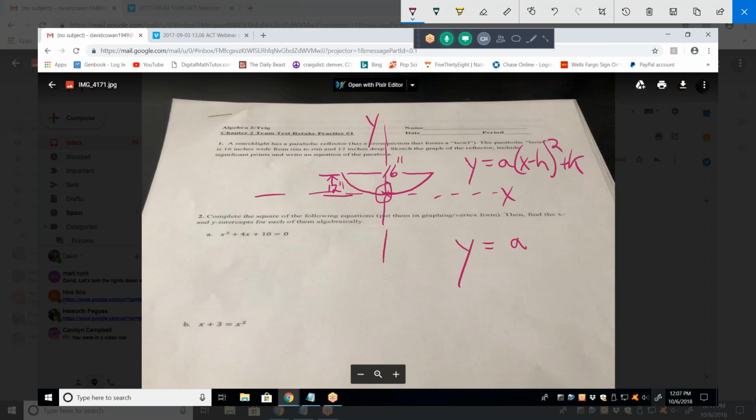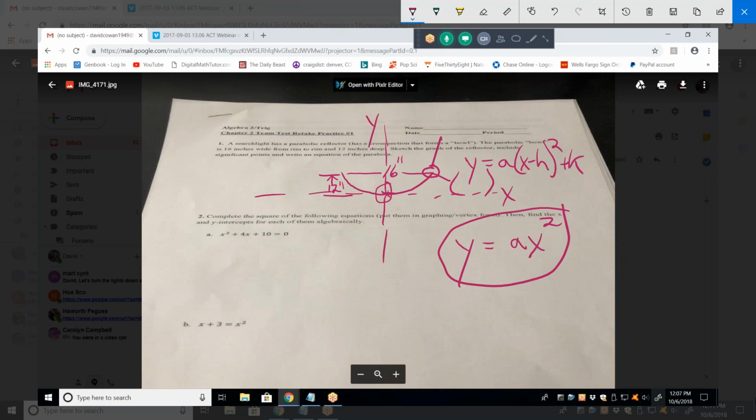I know h is 0, and I know k is 0. So that is the equation of my parabola. All I have to do is solve for a. Well, I've got a y and an x. Do I know a y and an x point? Do I know what that point is right there? On the xy coordinate system, what is that point right there?